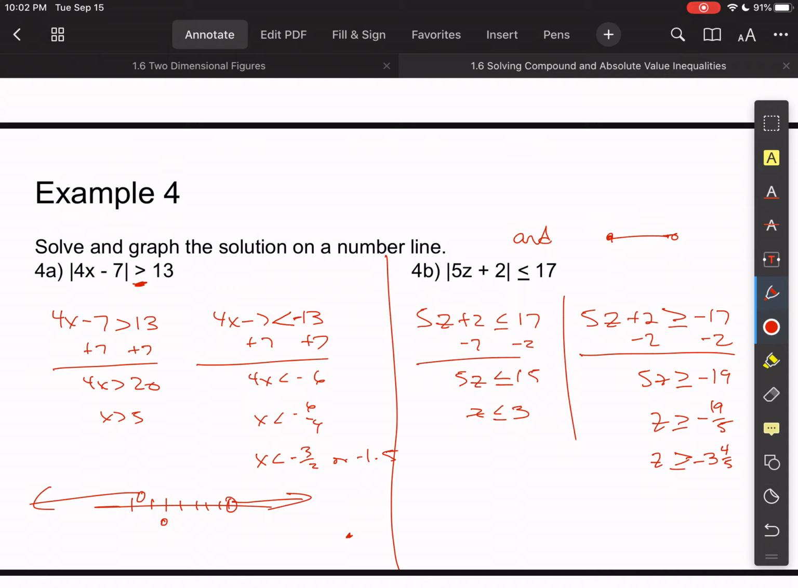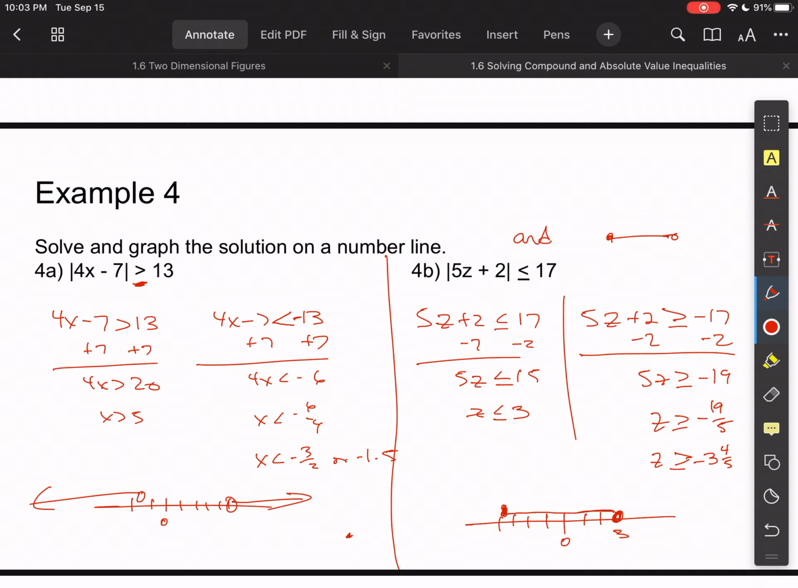So if I'm going to graph this on the number line, we're saying that z is less than or equal to 3. So here's 0, 1, 2, 3. We're going to go at 3, we're going to go this direction. And then at negative 3 and 4/5, negative 1, 2, 3, 4, negative 3 and 4/5 is somewhere in here. We'll have a solid circle in there as well. And it's saying that z is greater than that, which is going this direction.